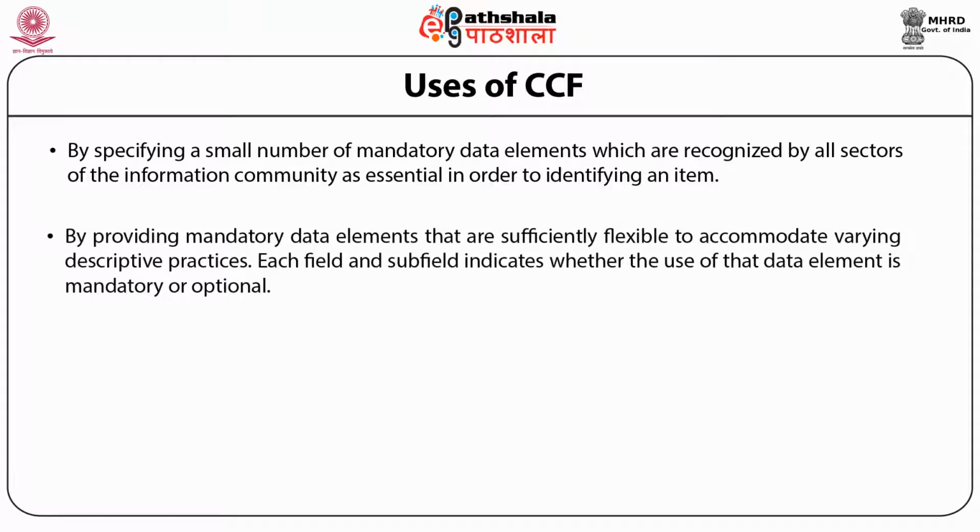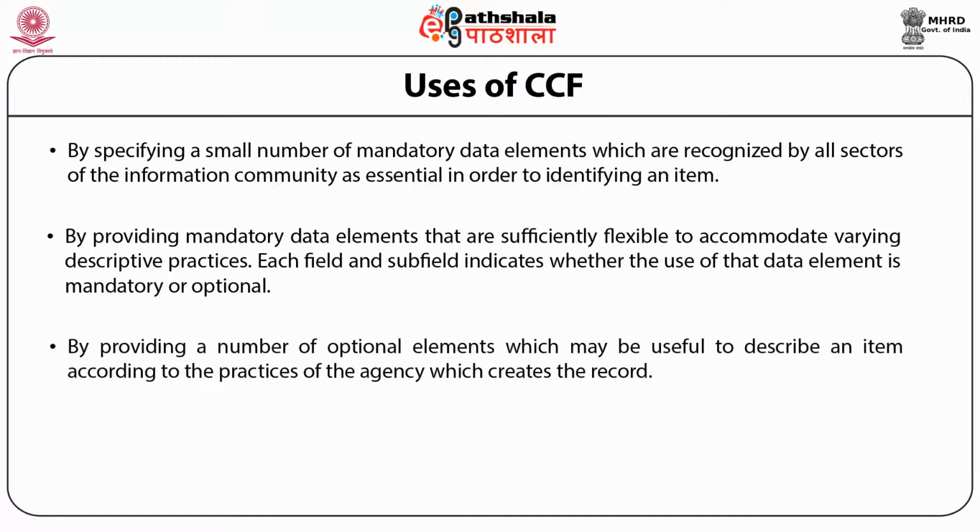By providing mandatory data elements that are sufficiently flexible, it must also be flexible to accommodate varying descriptive practices, because some practices you follow are different from those followed by other libraries. So, you must give them flexibility. By providing a number of optional elements, as I told you, there are mandatory and optional. Optional elements you can give which may be useful to describe an item according to the practice of the agency. There are some local conditions, so you must give scope in this format for locally optional elements, so that libraries can cope with local variation.